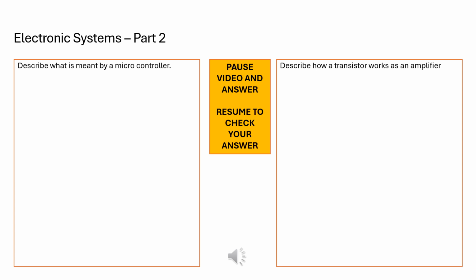So, our first question we have here says, describe what is meant by a microcontroller. And our second question is, describe how a transistor works as an amplifier. What you're going to do at this point is pause this video and write down your answer, and then check it. My answers will hopefully help you visualize this and should give you some insight into how you could answer this.